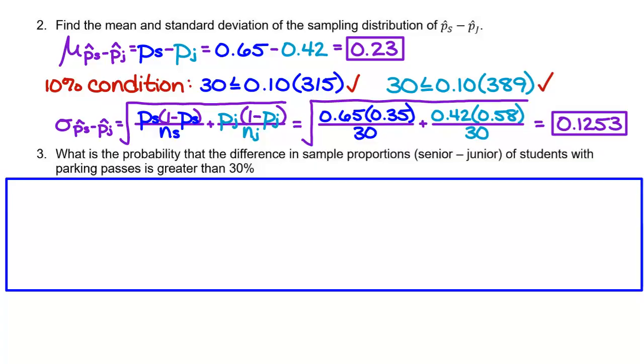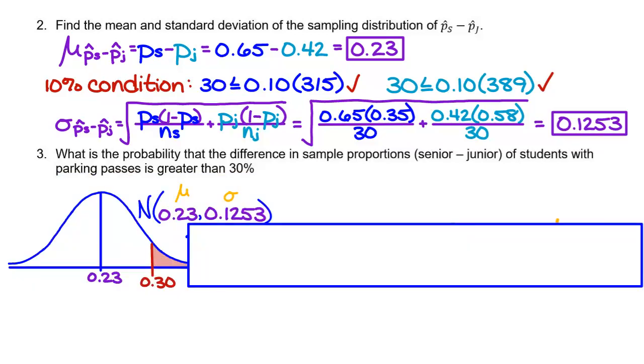All right, so picture should look like this. 0.23 should be right down the center. 0.30 should be your boundary. You should have it shaded to the right because it says greater than 30%. Make sure you have the N with the mean and the standard deviation labeled.